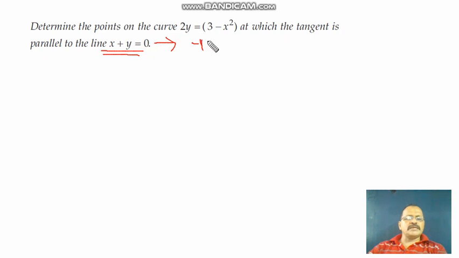Now since slope is equal to minus 1, that slope is equal to dy by dx at the required point. We are going to assume that required point is equal to x1 y1. So dy by dx is equal to minus 1. Now again find dy by dx using this curve, equation of curve, and then compare these two and you will get the value of x, and then sequentially you will get the value of y. Let us solve this problem.